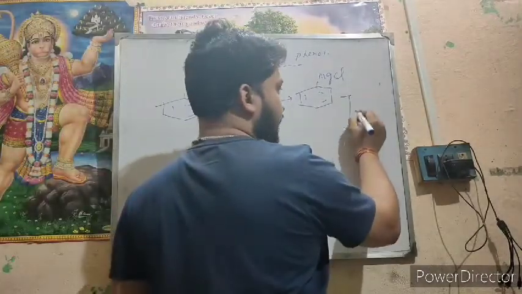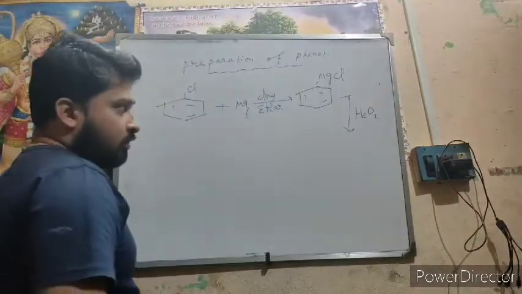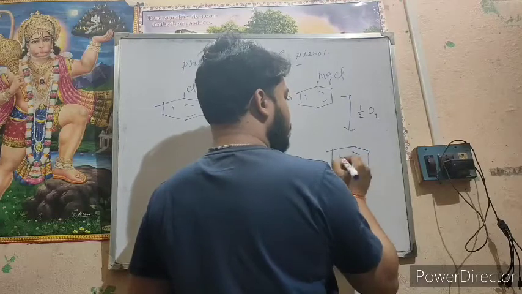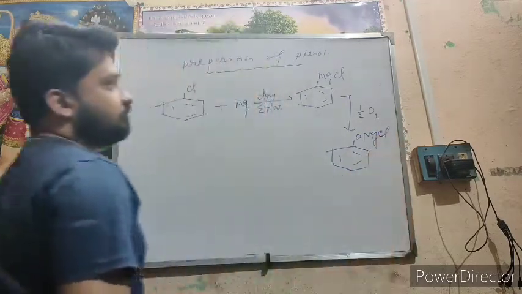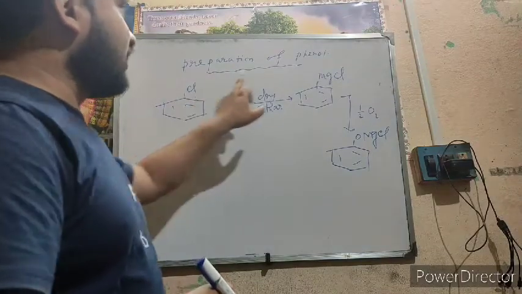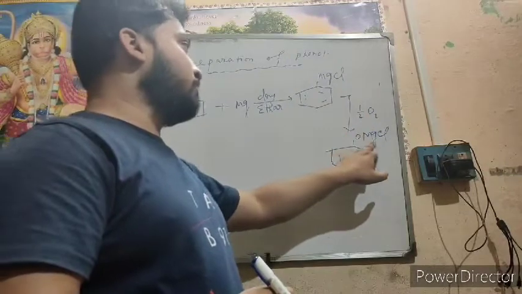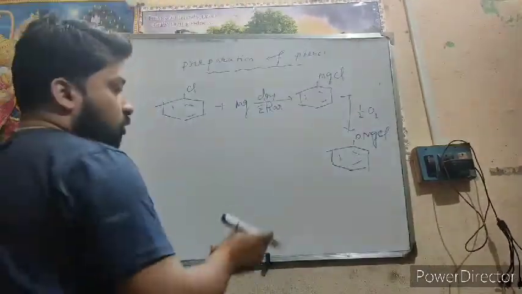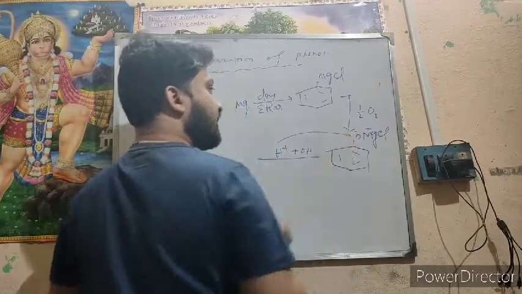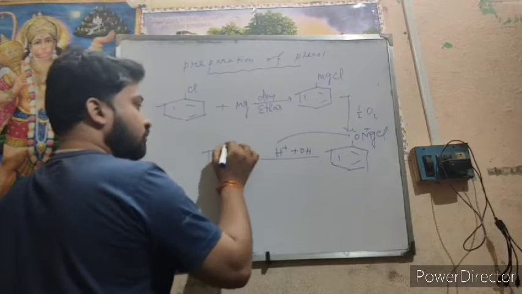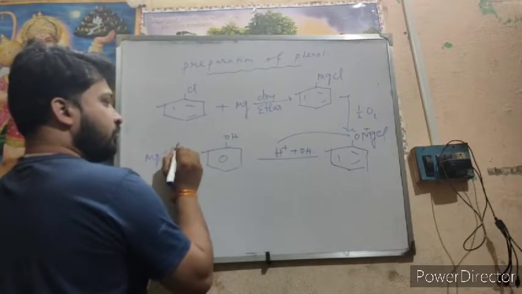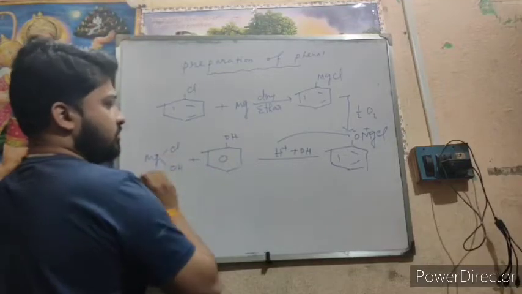And when this reacts with O2, you get OMgCl. Then when you acidify it with H plus and OH minus, the minus and plus combine and you get phenol, along with MgCl and OH. This is the preparation.